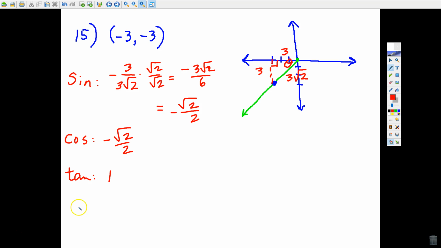The inverse of sine is cosecant. 3 root 2 over 3, positive or negative? Okay, and you can actually reduce here, and you actually need to. These 3's would cancel. So it actually reduces to the negative square root of 2.